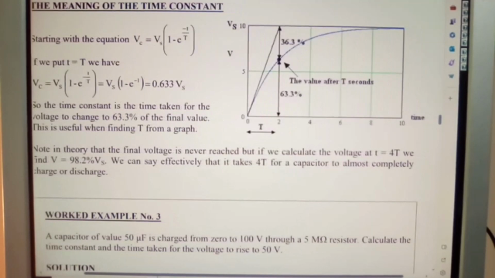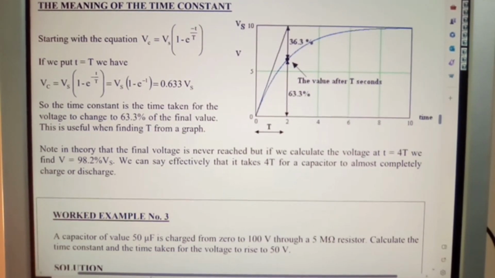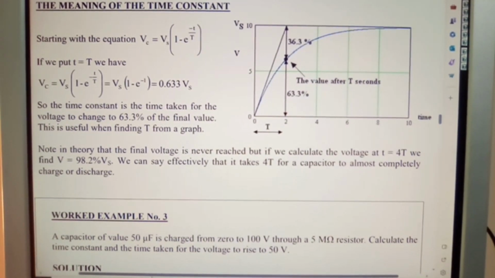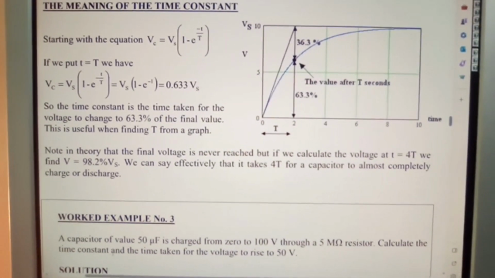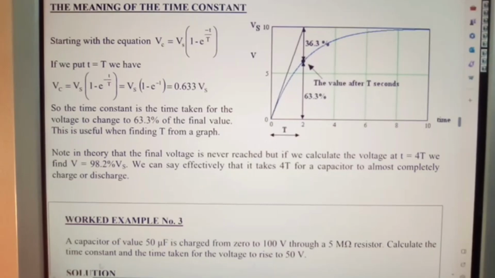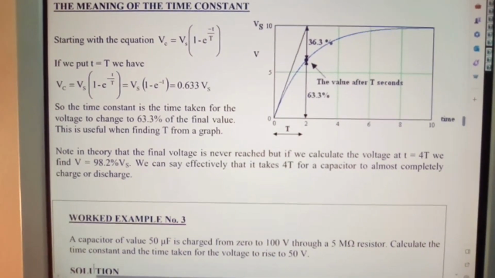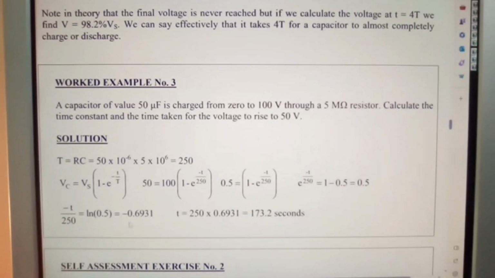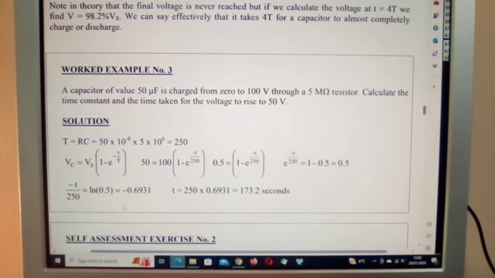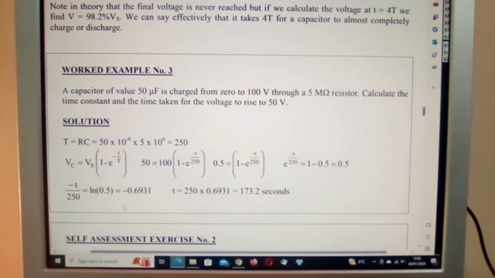One second, let me make sure I can put this in. I was just concerned it might not be in frame. And here's your worked example.